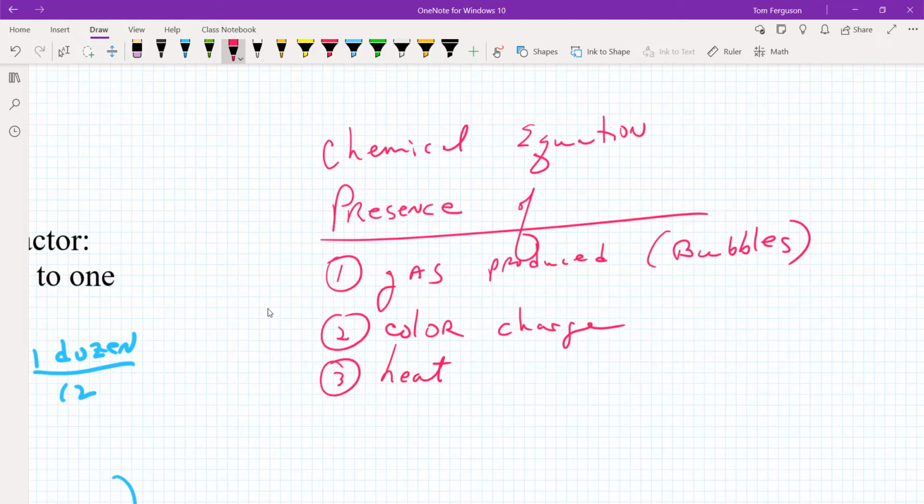Heat. That's cold or hot. You know a chemical reaction is going on. Now let's take a cube of ice, for example, sitting in my hand. Is that a chemical reaction? Well, gas produced? No. Color change? Unless my hand's dirty, no. What about the heat?